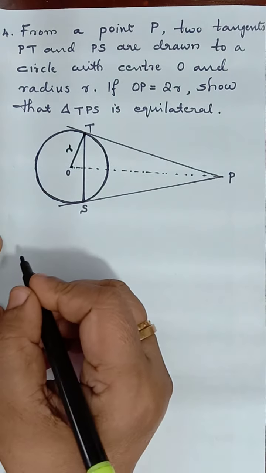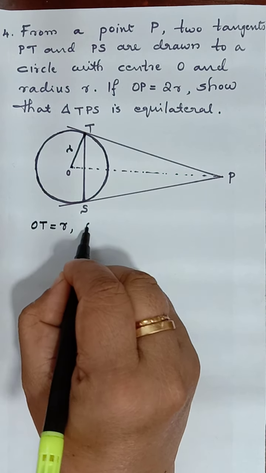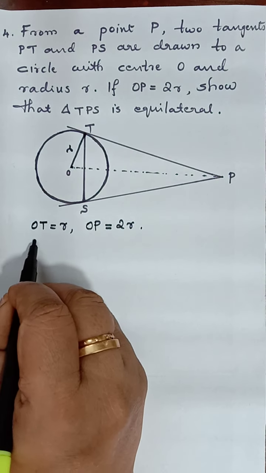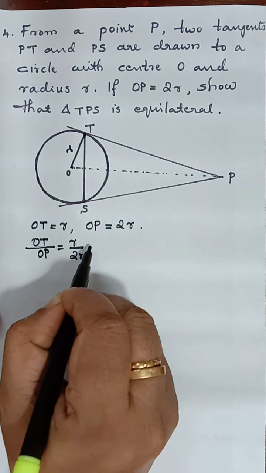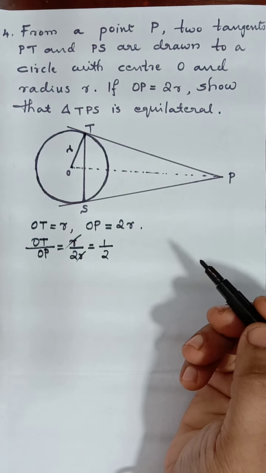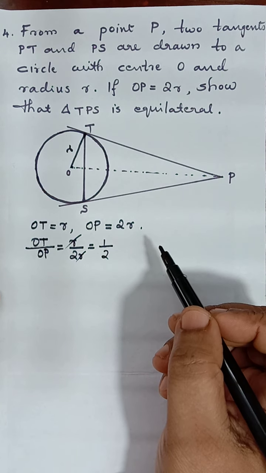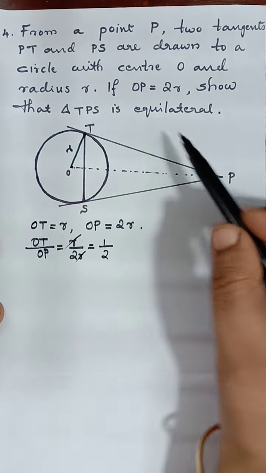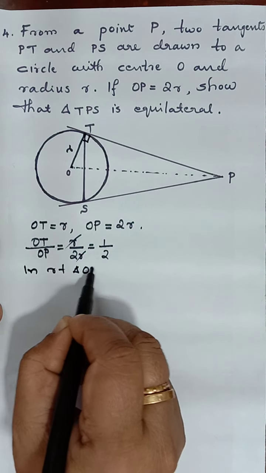Let us write what is given first. We are given with OT equal to the radius and OP equal to 2 times radius. I'm going to take the ratio of that, OT by OP. R by 2R, when you cancel, it's equal to 1 by 2. R and R will be cancelled, it is 1 by 2. In trigonometry, you have learned cos of 60 is equal to 1 by 2, isn't it? When we take a right triangle, this is a right triangle. In right triangle OTP.